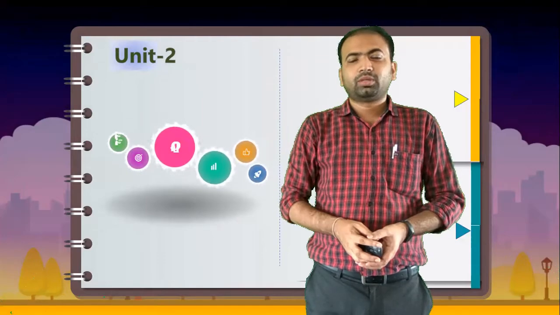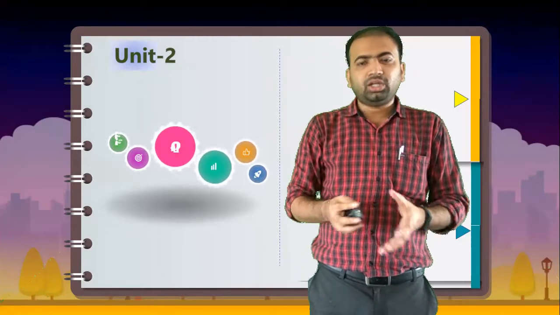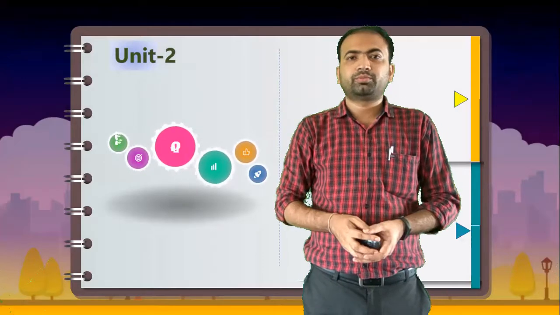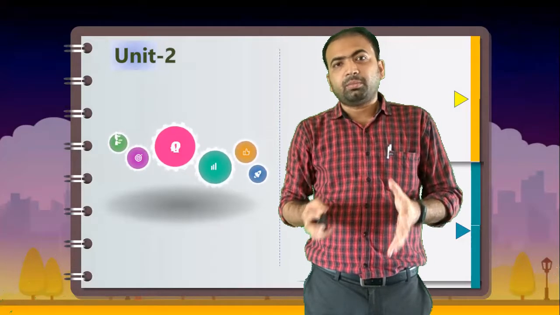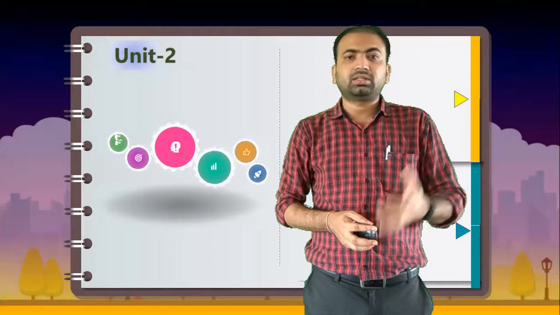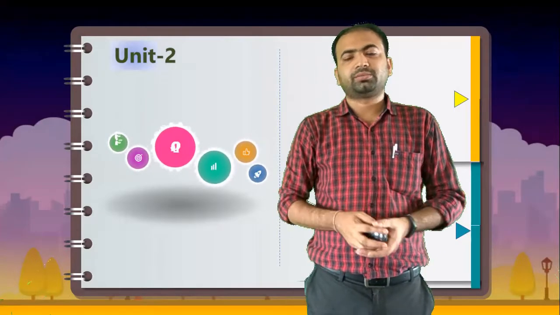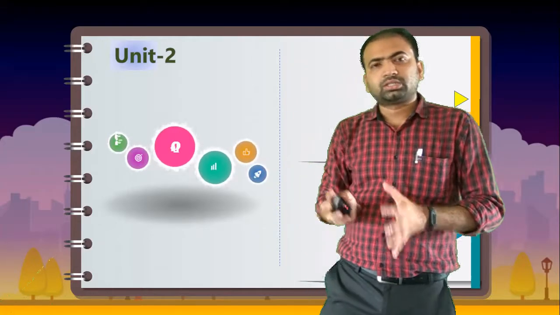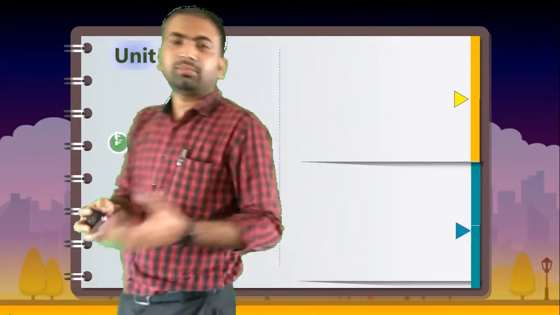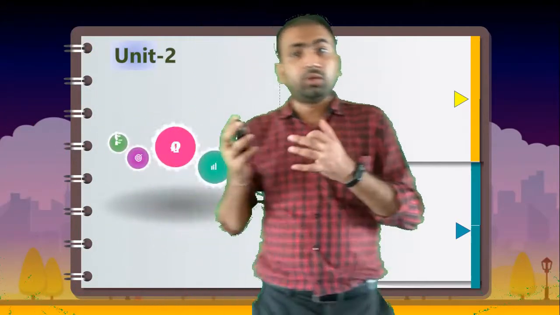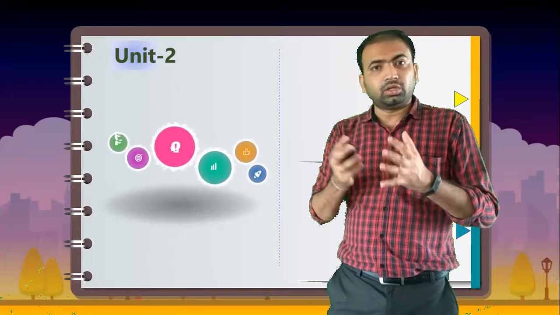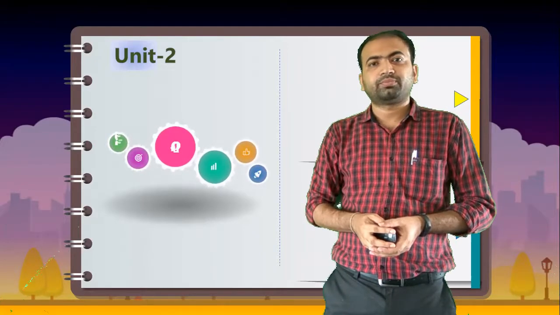Hello everyone. We have studied in the first unit about different types of robots. We have also studied the classifications based on the configuration as well as based on the control methods. We have also studied about trajectory. We have also studied about different types of joints which are available in robot configurations.